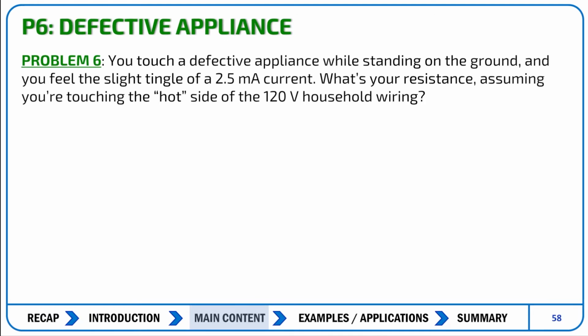Okay, so let's take a look at a defective appliance. Let's touch a defective appliance while standing on the ground, and it means you're going to feel a slight tingle of a 2.5 milliamp circuit current. What is your resistance, assuming you're touching the hot side of the 120 volt household wiring? So this question itself, let's just write down what we're given first and then try and figure out what they're asking us to find. So what's given? We're given I is equal to 2.5 milliamps, which is 2.5 times 10 to the negative 3 amps. V is equal to 120 V.